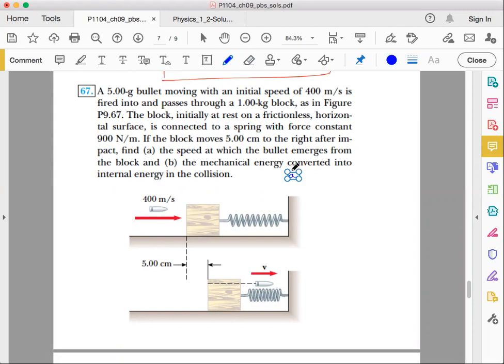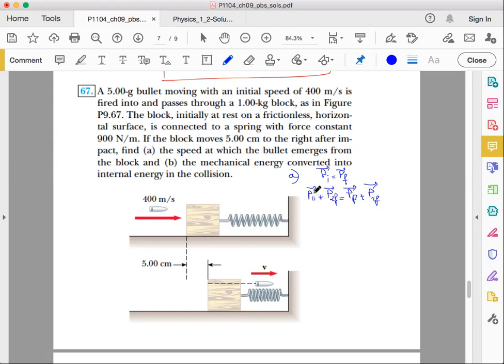In part A, we need to determine the speed at which the bullet emerges from the block. We know that what happens between the bullet and the block is a collision which is inelastic because the bullet passes through the block. And so we can apply the conservation of linear momentum for the system, bullet and block, between the initial and the final state. Initial means right before the collision, and final means right after the collision. So we end up with P1 initial plus P2 initial, where 1 refers to the bullet and 2 refers to the block, is equal to P1 final plus P2 final.